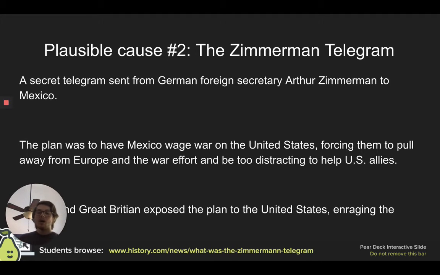Mexico knew that this was a terrible, really bad idea. Germany knew that not only would they lose a fight against the US, but they were in the middle of a civil war at the time. So this wasn't even a plausible idea for them. They just didn't even consider this as a good idea.